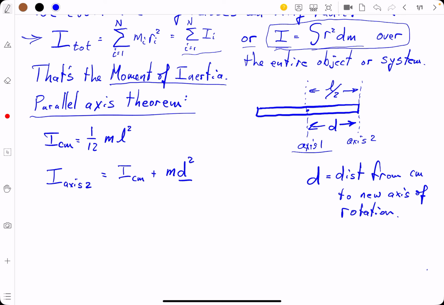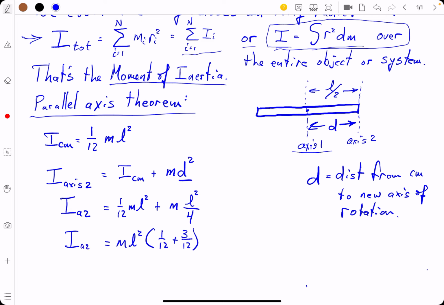All right, so we're going to put in what the I center of mass is. That's 1/12 ML squared. And then we're going to add in our mass times our distance squared. Well, our distance is L over 2, so we square L over 2 and get L squared over 4. And that's our new I about axis 2. We add them together with a common denominator of 12. 3 times 4 is 12, so we have 3/12. Let's pull out the ML squared. We've got 1/12 plus 3/12.